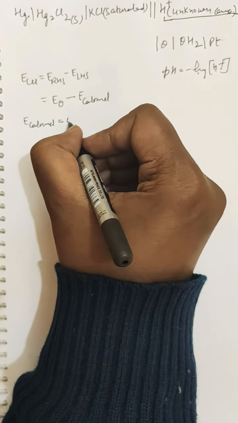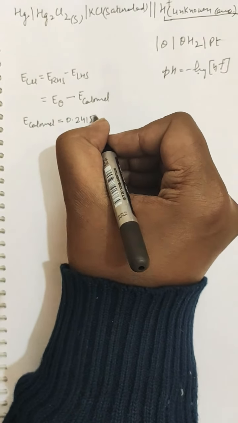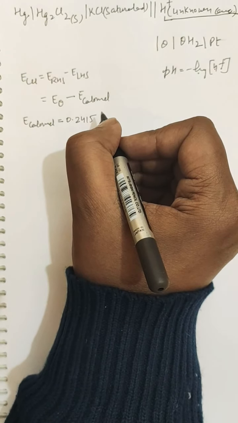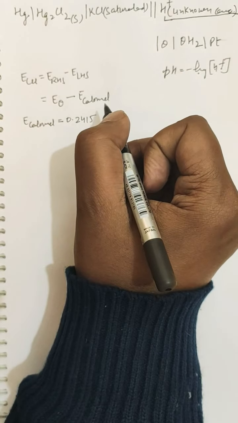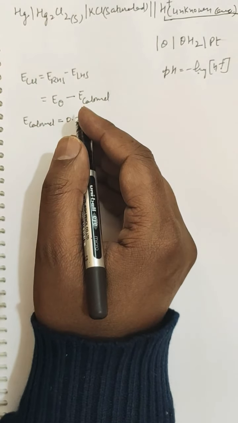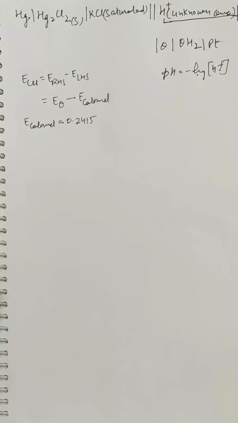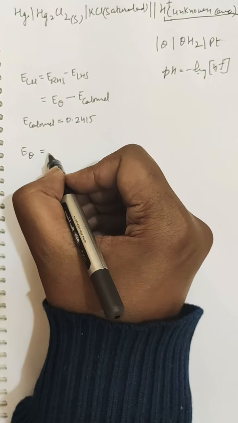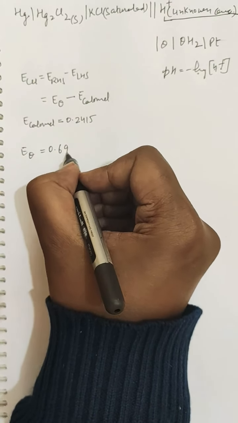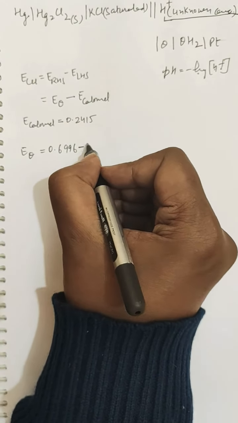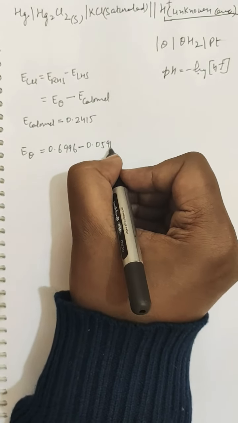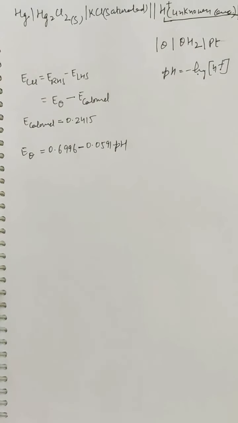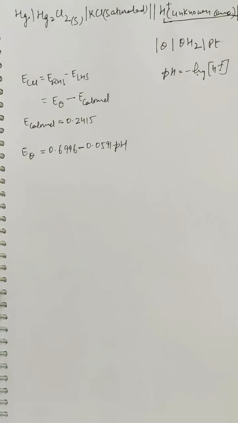E calomel is equal to 0.2415, and the value of EQ from the previous equation we can write. The previous equation was, let me rewrite that equation here. EQ is equal to 0.6996 minus 0.0591 pH.